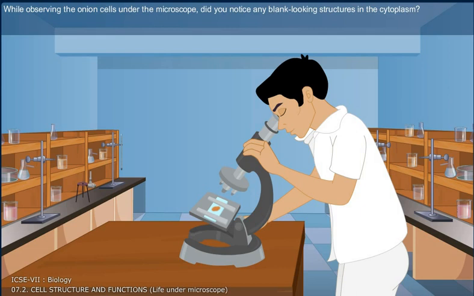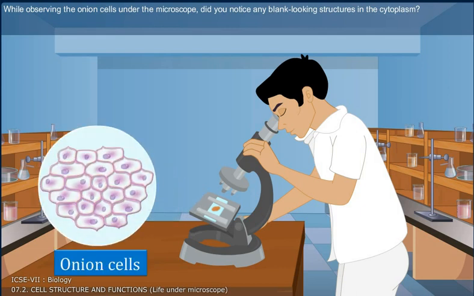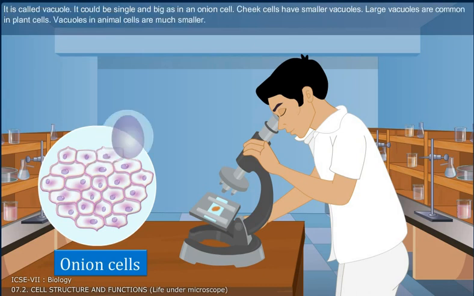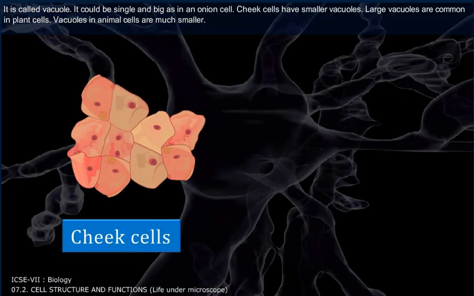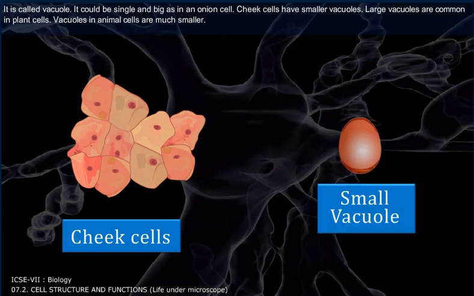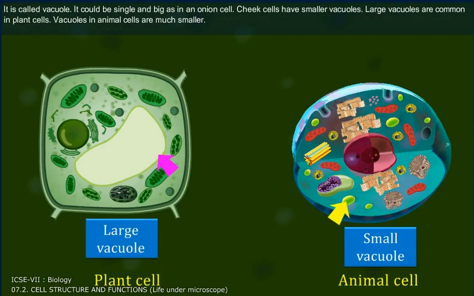While observing the onion cells under the microscope, did you notice any blank-looking structures in the cytoplasm? It is called a vacuole. It could be single and big, as in an onion cell. Cheek cells have smaller vacuoles. Large vacuoles are common in plant cells. Vacuoles in animal cells are much smaller.